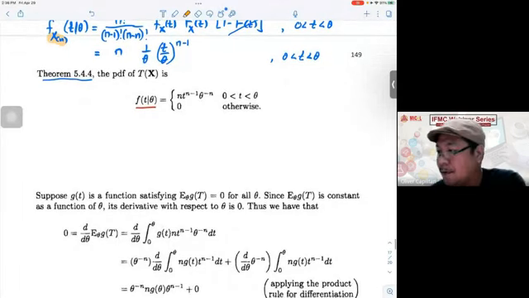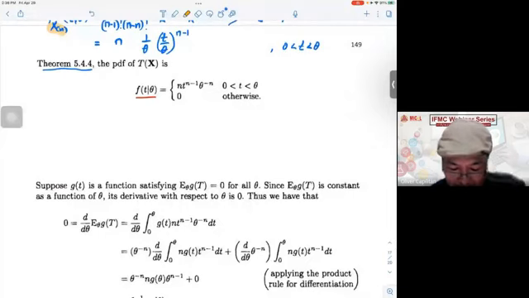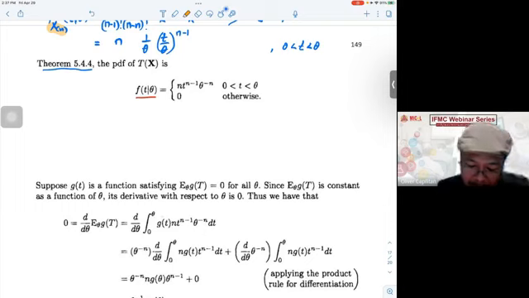So by theorem 5.4, suppose we have this g of t now. This is our assumption in the definition. G of t is a function satisfying that the expectation of g of t given the parameter is equal to 0 for all theta. We have assumed that to be 0, so it's a constant as a function of theta. If we take the derivative of this expectation with respect to theta, it would be 0 because it's a constant.